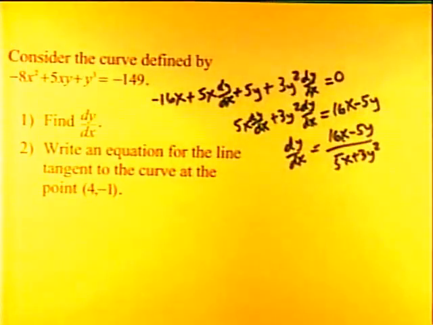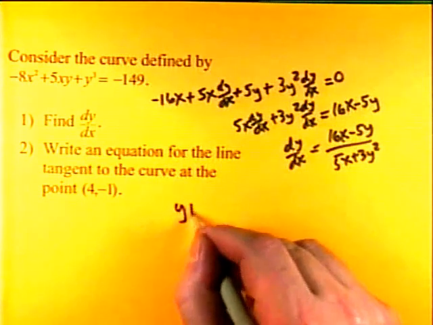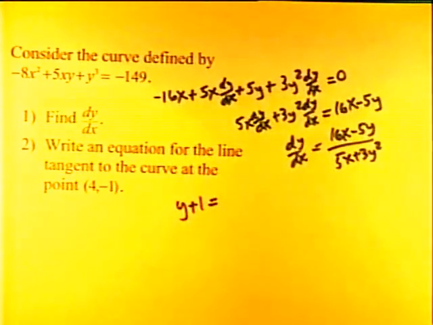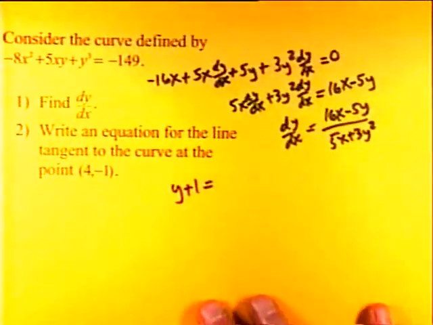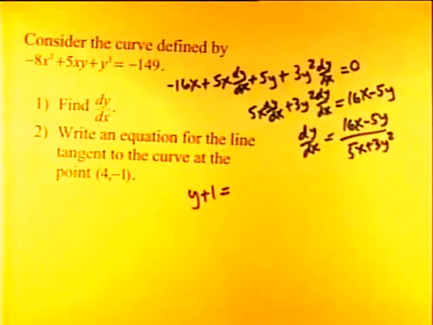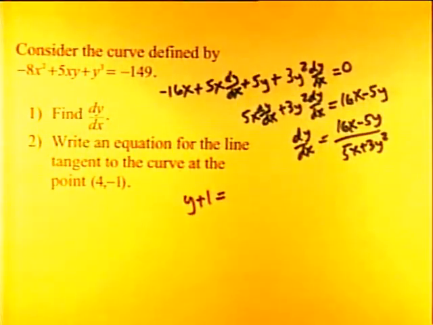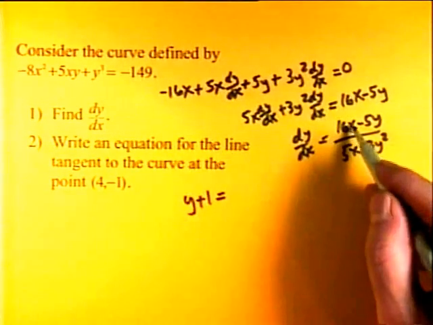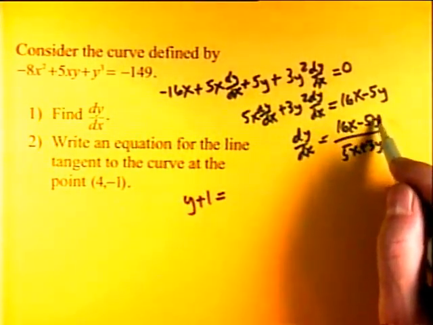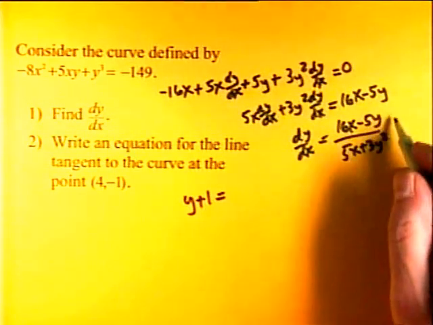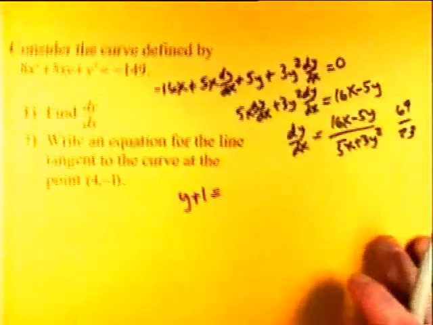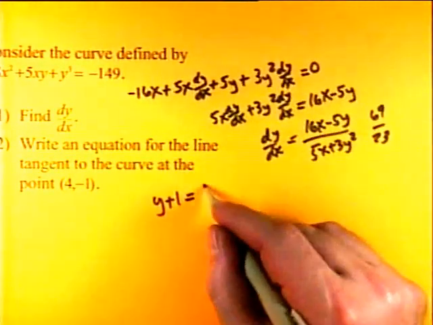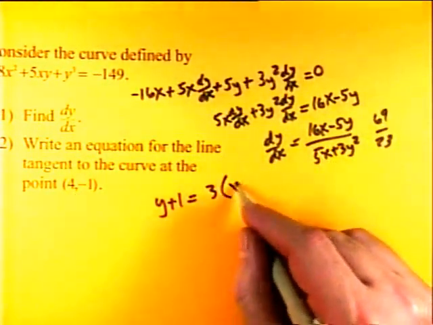Question number 2. Write an equation for the line tangent to the curve at the point (4, negative 1). y plus 1 equals that whole little equation up there. Oh, we have to work that out. Put in the 4 and the negative 1. 16 times 4 is 64, minus a negative 5 is 69, all over 20 plus 3, you get 69 over 23. So that equals 3, so the slope is 3. You plug these into dy/dx, and then you get y plus 1 equals 3 times x minus 4.